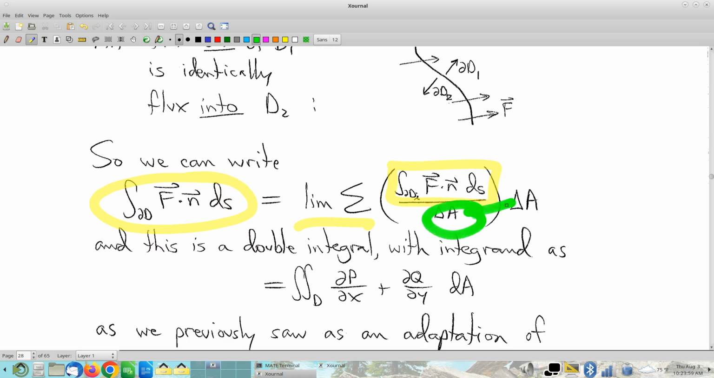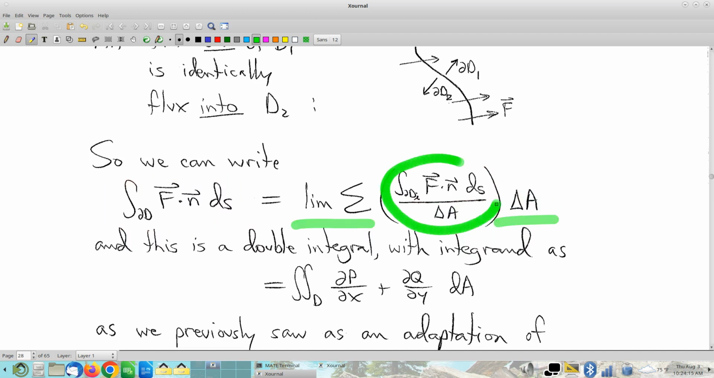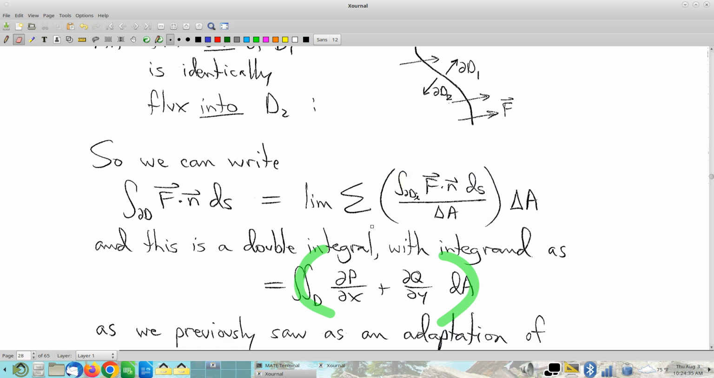As we've done a few times in the past, we can multiply and divide by the same thing, perfectly legal, no problem generated there. Then we look at this expression on the right, and we notice that we have a Riemann sum there. We have a limit of a summation of some expression times area. That's literally a double integral Riemann sum. That's why we have a double integral here. And the only remaining question is, what is this integrand? What does this here turn into?